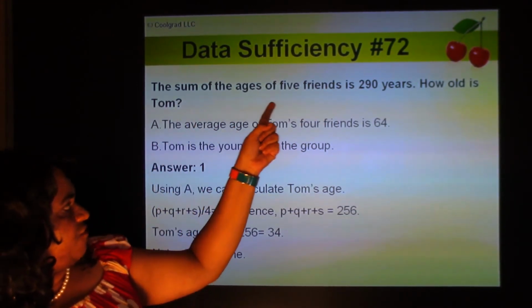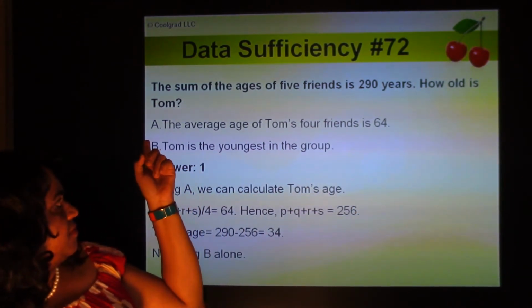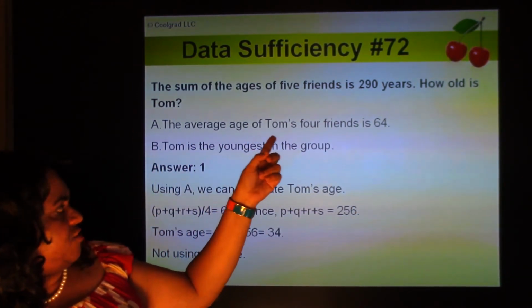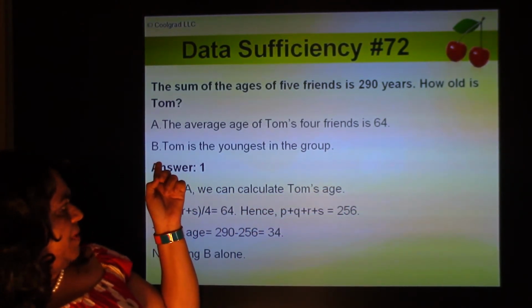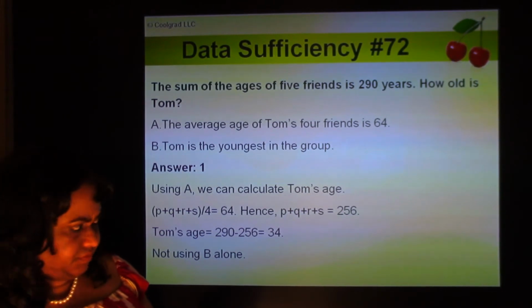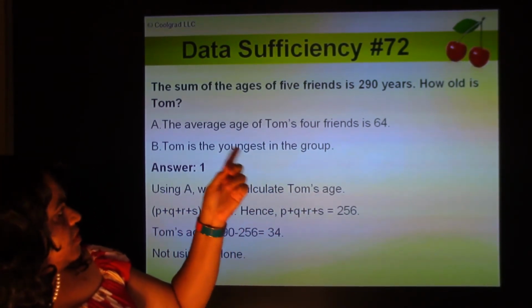The sum of the ages of 5 friends is 290 years. How old is Tom? Statement A. The average age of Tom's 4 friends is 64. Statement B. Tom is the youngest in the group. So using A, we can calculate Tom's age.